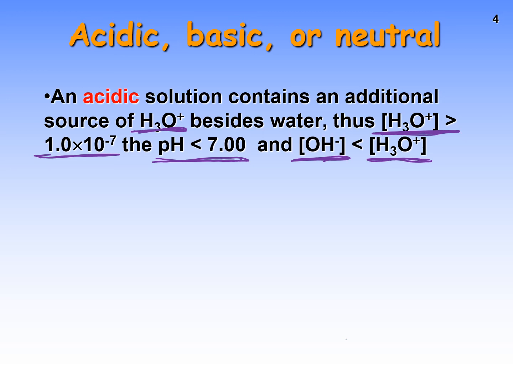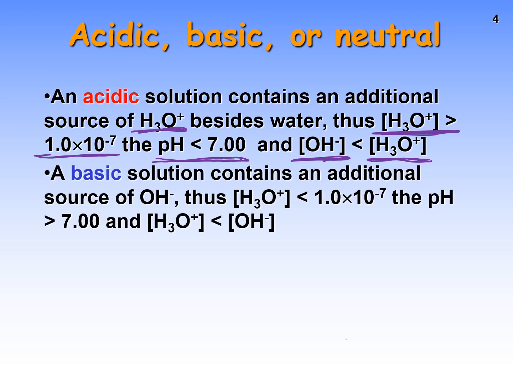This is pretty much everything in reverse for a basic solution. In a basic solution, we have an additional source of OH minus. Therefore, our H3O plus concentration is less than 1 times 10 to the negative 7. Our OH minus concentration is greater than 1 times 10 to the negative 7, and our pH is greater than 7. In a basic solution, our OH minus concentration is always larger than our H3O plus concentration.